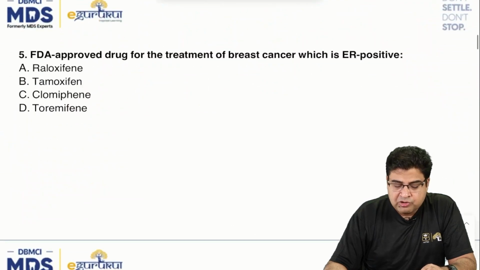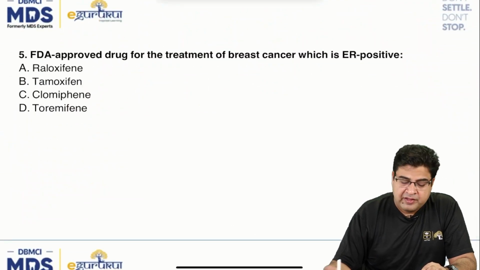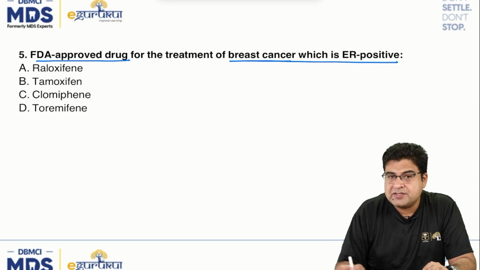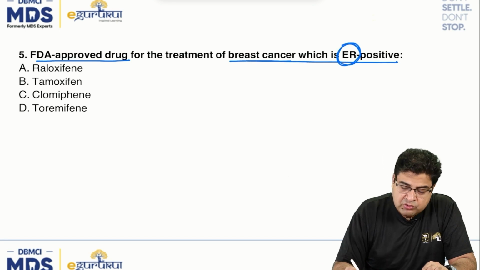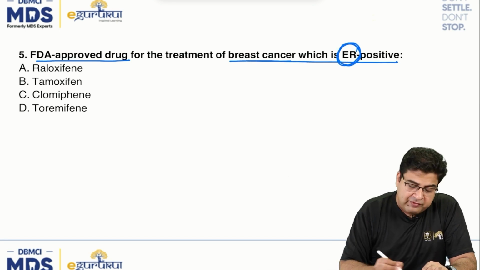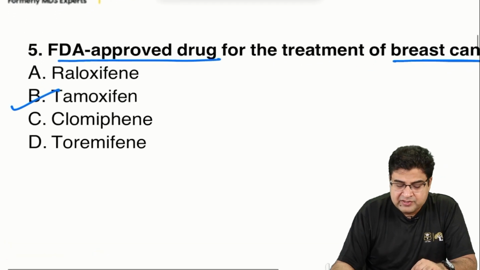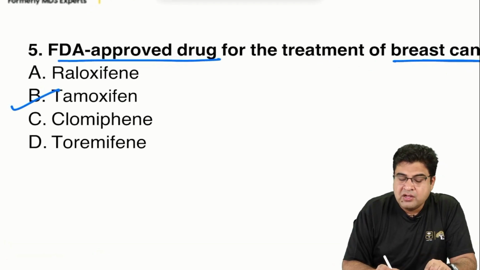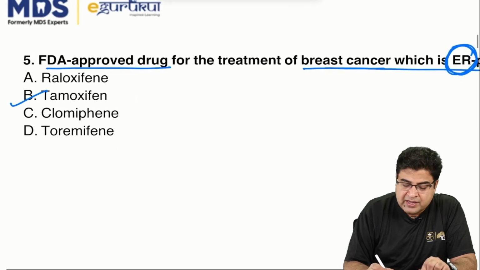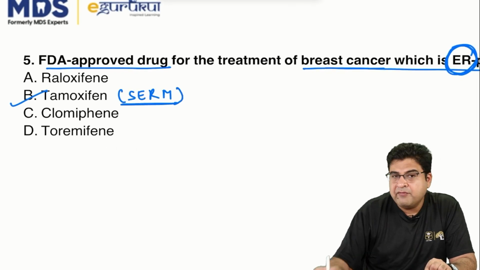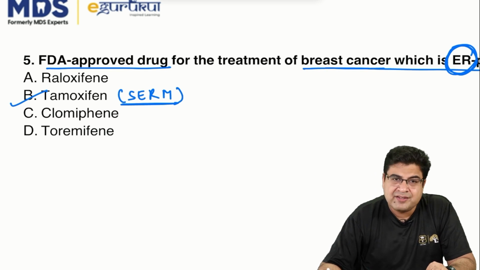Now let's talk about question number 5. Which drug is an FDA approved drug for the treatment of breast cancer which is ER positive, or estrogen receptor positive? So we have a medicine, the drug name is tamoxifen. Now this medicine is an SERM. We call it selective estrogen receptor modulator.